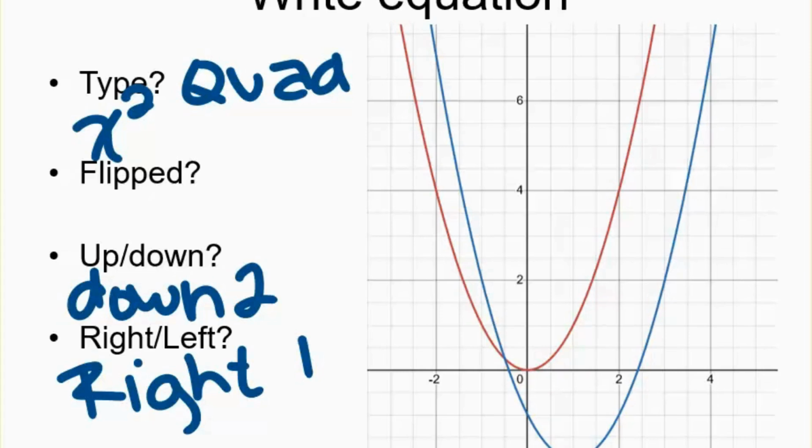Okay, so we're going to have y equals. Now I'm going to make parentheses because I know the right and left is going to have to go inside parentheses. But first, the down 2. Moving down means at the very end, I subtract 2. And then in my parentheses, to move right and left, moving right 1 means I take x minus 1 squared and then minus 2. Go ahead and check that on Desmos and see that you get that blue graph.